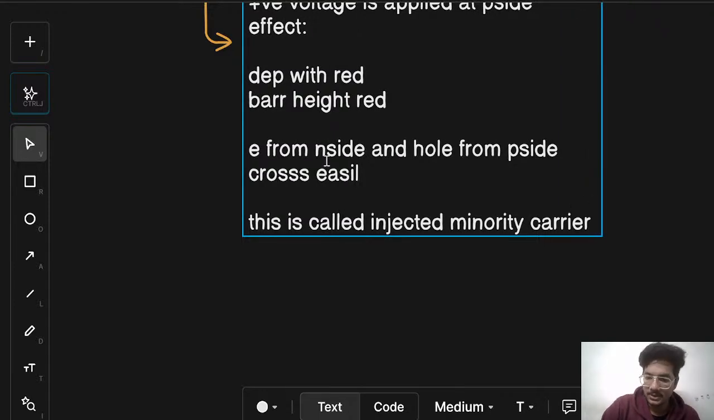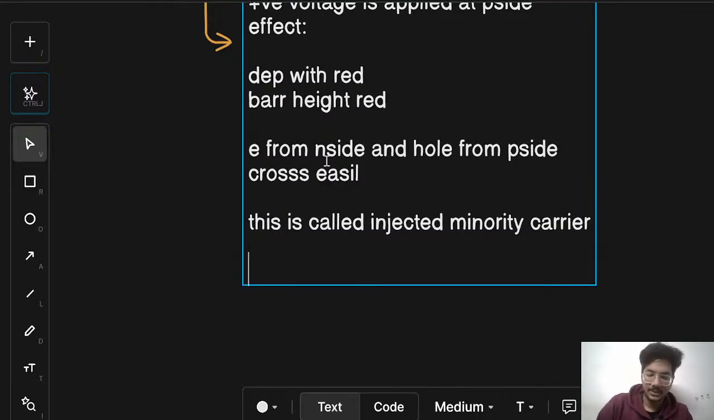This results in current flow. Electrons and holes recombine and release energy.